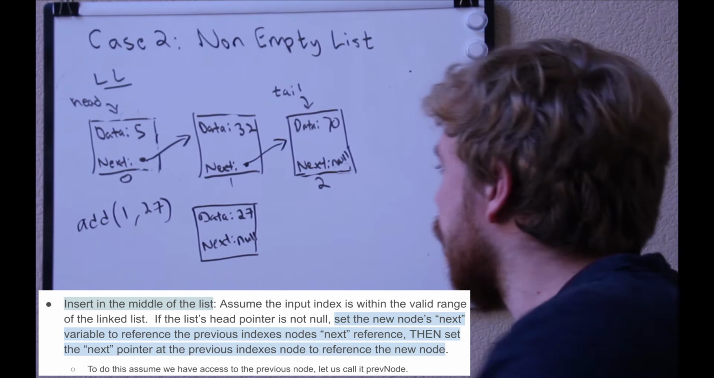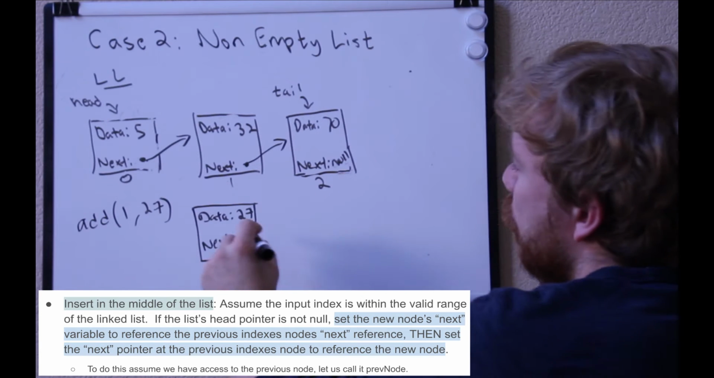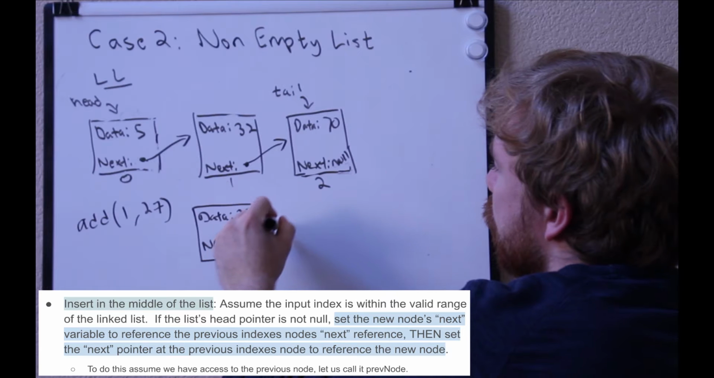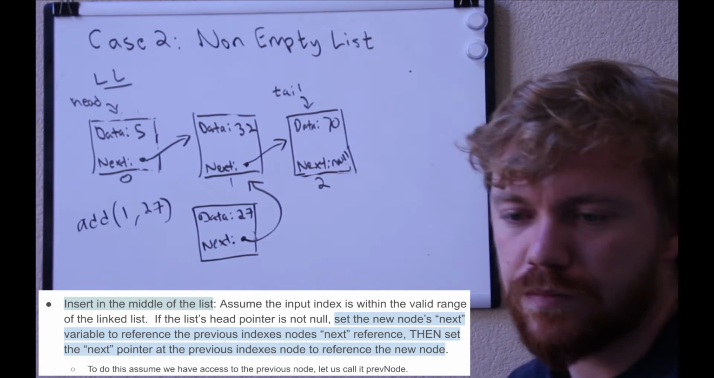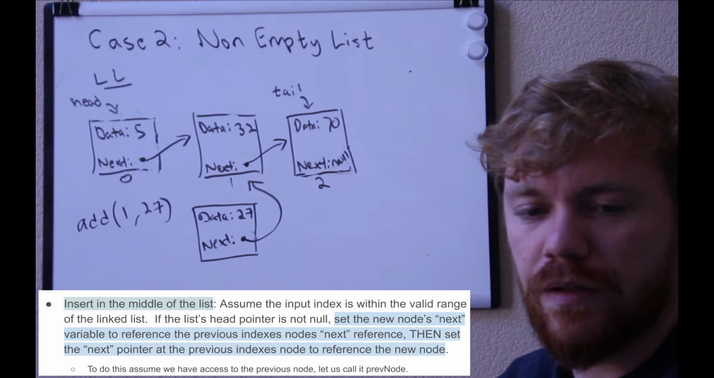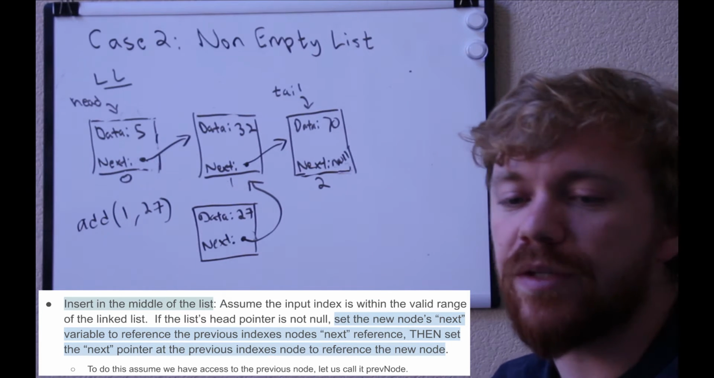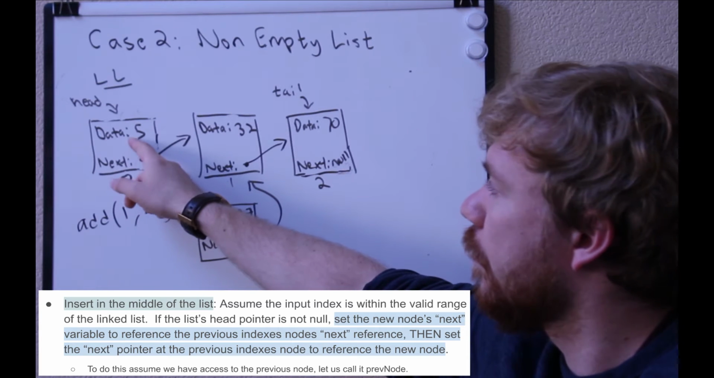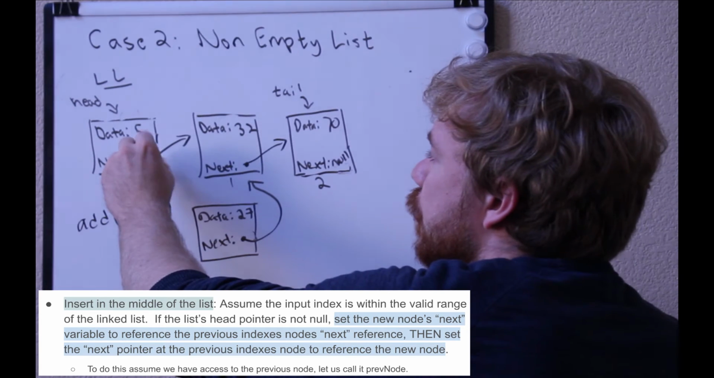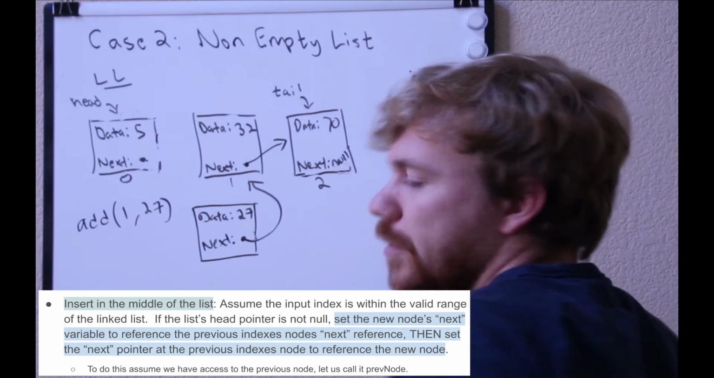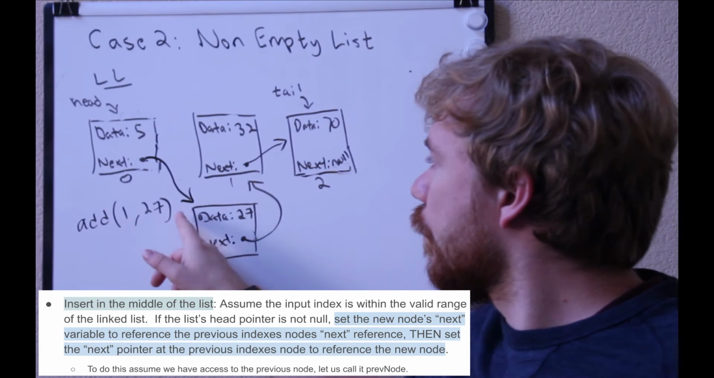And so essentially all we're really saying here is the next variable for this new node should now reference this node right here. Then set the next pointer or variable at the previous index's node, so this guy, to reference the new node. So we basically change where the arrow is pointing. So instead of pointing at the 1, we point at the new node.